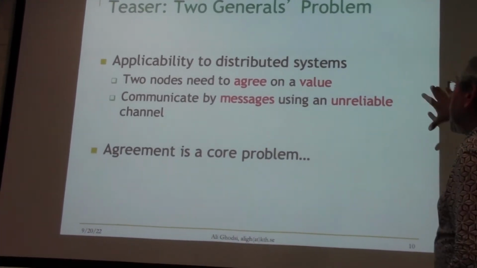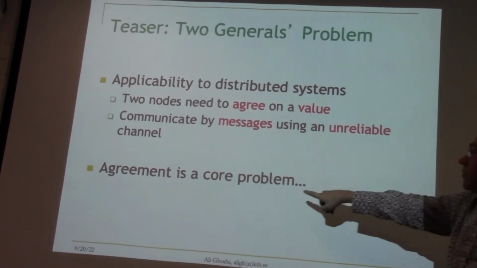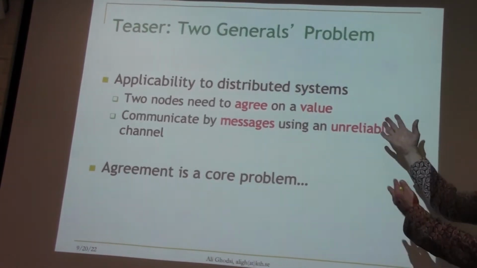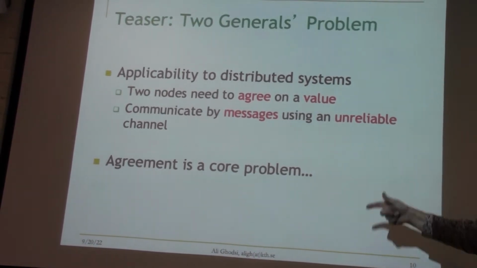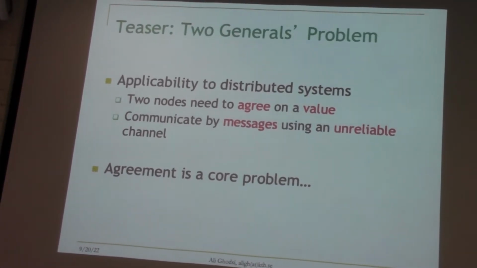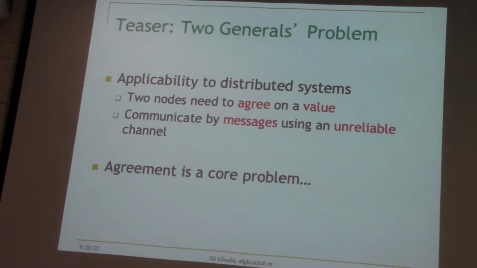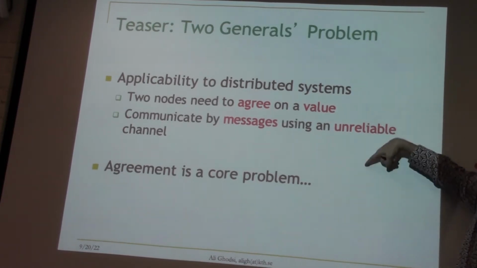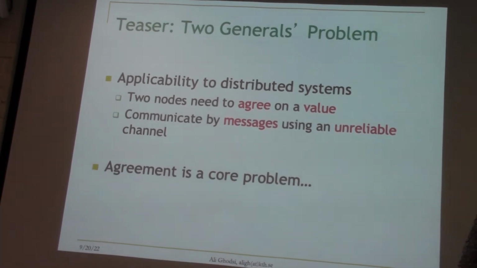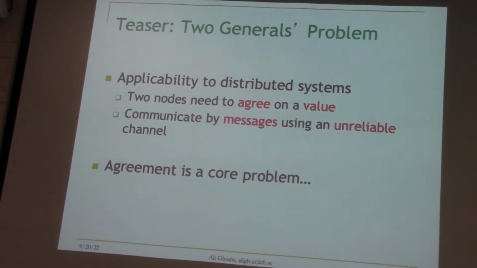So agreement, this is called agreement. This is a core problem. You can see this is important. So in real distributed systems, this is a thing. This is a real problem. And we need to find a solution. So we have to change something, because in this particular case, it doesn't work. Okay? Doesn't work.